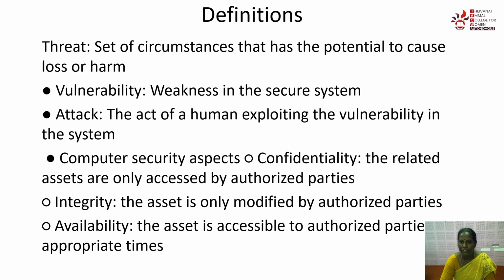Threat. What is a threat? A set of circumstances that has the potential to cause loss or harm to your resources. Vulnerability: a weakness in the secure system. An example would be your weak password. Attacks: the act of a human exploiting the vulnerability in the system. The physical damage to the part of the system. Computer security aspects: confidentiality, the related asset is only accessed by the authorized party. Integrity, the asset is only modified by the authorized party. Availability, the asset is accessible to the authorized party at an appropriate time.